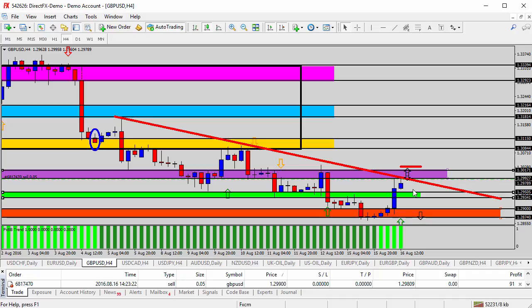We'll target back down to 1.2950, the green shaded area, and if it gets significantly bearish today, maybe even looking for a new low for the pound dollar today.